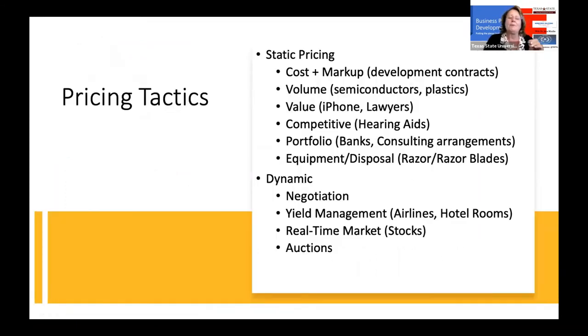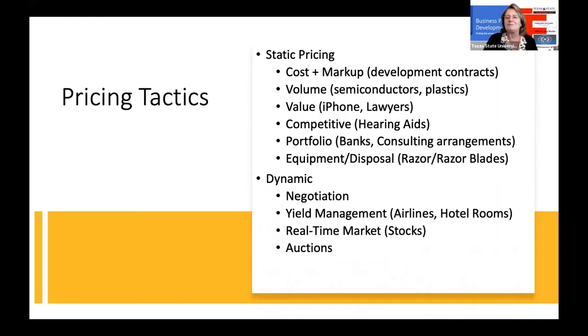So, pricing tactics. Let's talk about different types of pricing tactics now. Static pricing. Here are some different examples of static pricing, as you can see on our screen. Cost plus markup: something like in development contracts we talked about before, like in the housing industry. Volume pricing: if you buy a very large amount of a particular item, which we see in semiconductors and plastics, and even sometimes in the grocery store, right? If we buy above a certain quantity, we get it at a lower price per unit.